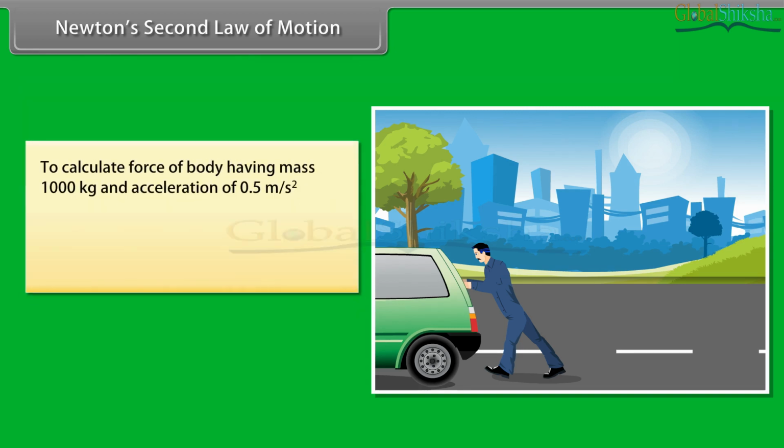To calculate the force on a body having mass 1000 kg and acceleration of 0.5 meter per second square, F is equal to 1000 into 0.5, which is equal to 500 Newton, or kilogram meter per second square.